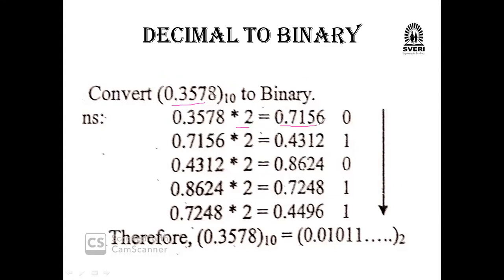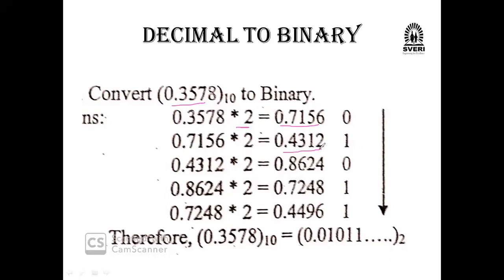Next, multiply this 0.7156 into 2. How much did you get? 1.4312. Yes, sir. 1.4312 came. That 1 you write in the remainder here now. You write only 0.4312 here. Understanding? 1 point is there. That 1 we have to write in the remainder, and 0.4312 you have to write here now.